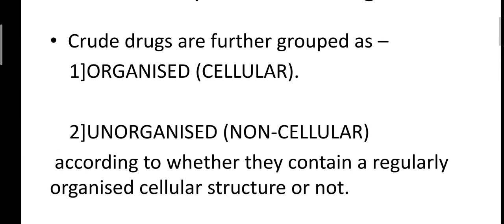Groups of crude drugs. There are two groups: first, organized drugs and second, unorganized drugs. The crude drugs are further grouped as organized and unorganized. There is a simple difference between them. Organized means they have a perfect cellular structure, and unorganized means they do not have a cellular structure, or sometimes have a cellular structure. In simple language, organized means cellular structure, unorganized means non-cellular. According to whether they contain a regularly organized cellular structure or not, they are called organized or unorganized drugs.